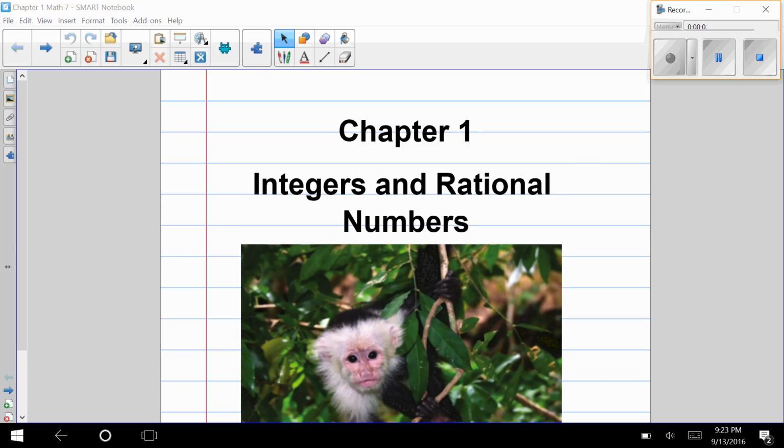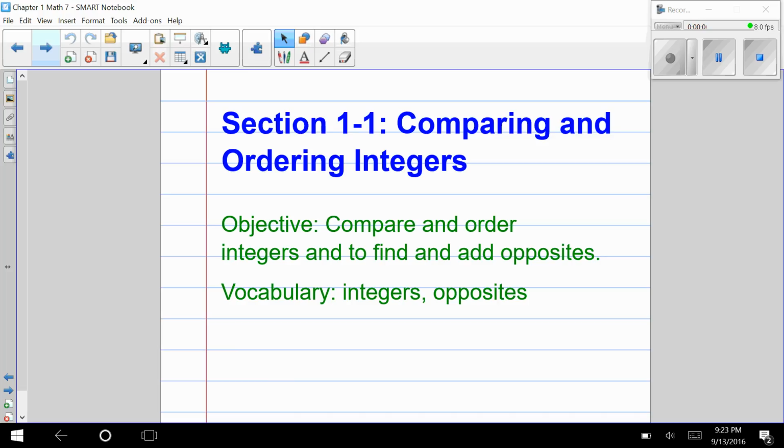Section 1, Chapter 1 is integers and rational numbers. In Section 1, we are going to be comparing and ordering integers. Our objective is to compare and order integers and find and add opposites. New vocabulary words are integers and opposites. Let's start with defining our vocab.